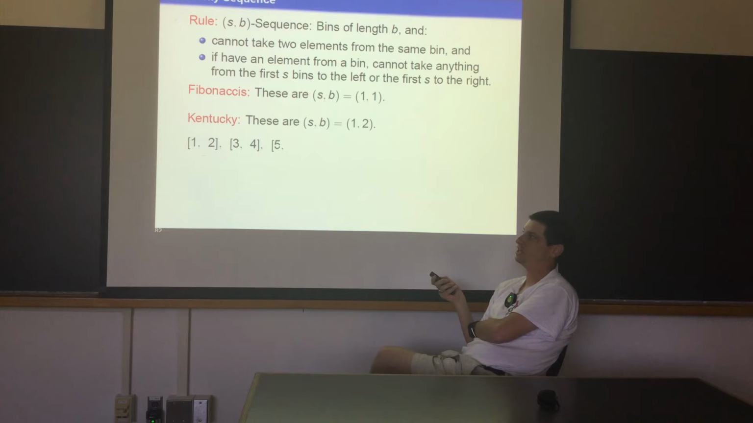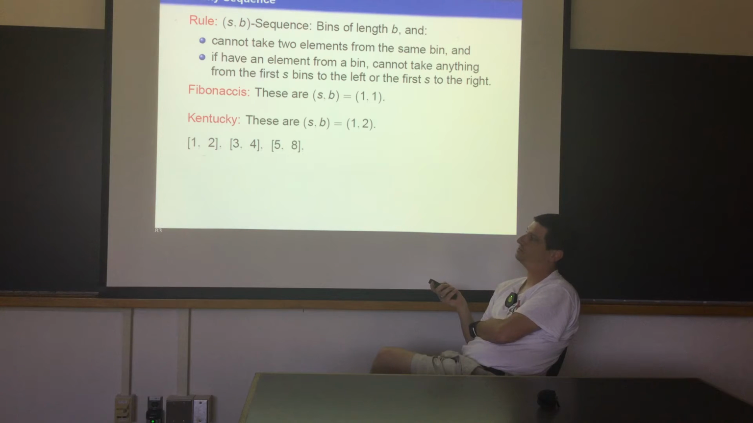Do I have to add 6 or can I get 6? So can I legally get 6? So if I have 5, I can't take anything from the bin next to it, but I could take something from the bin 2 ago. Yeah, I can just do 5 plus 1. Can I get 7, or do I have to add 7? 5 plus 2. Can I get 8? Can I do 5, 2, and 1? No, because that would be 2 things from the same bin. So I have to add 8.